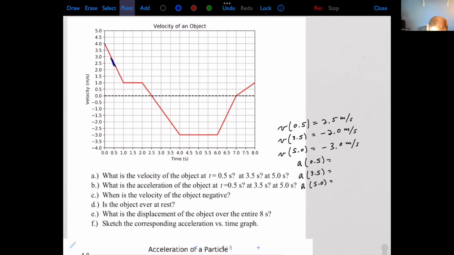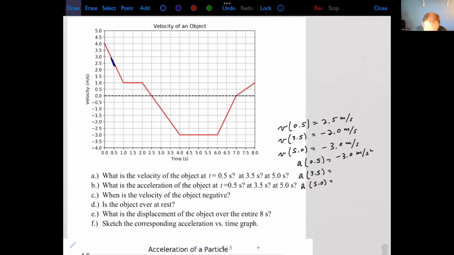Well, if I do rise over run, I'm starting at 4, I'm going down to 1. So I'm going down 3, and it looks like over, you've got to be careful here with the way I did units, it looks like over 1, right? So down 3 over 1. So it's going to be -3 over 1, which is -3. So the acceleration at 0.5 seconds is -3 meters per second squared.